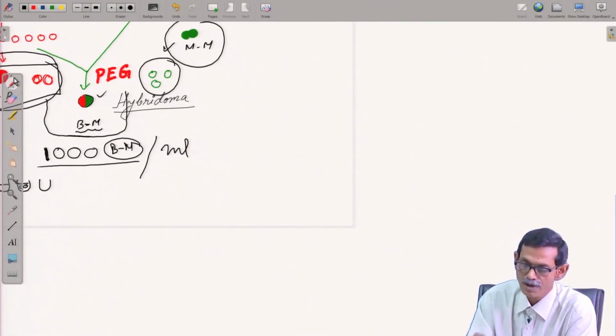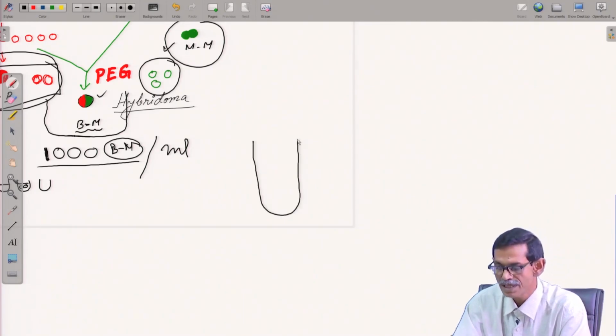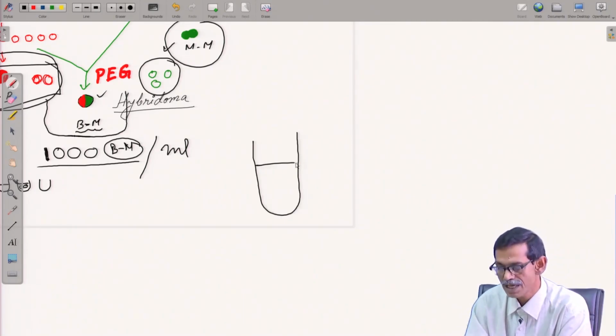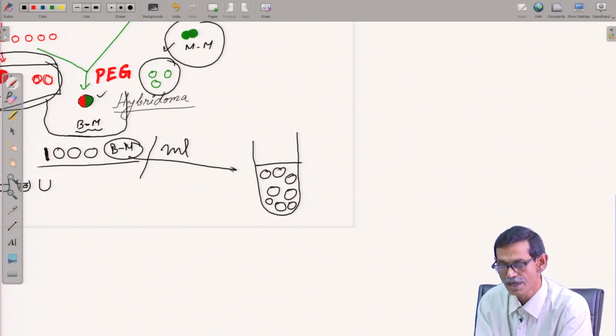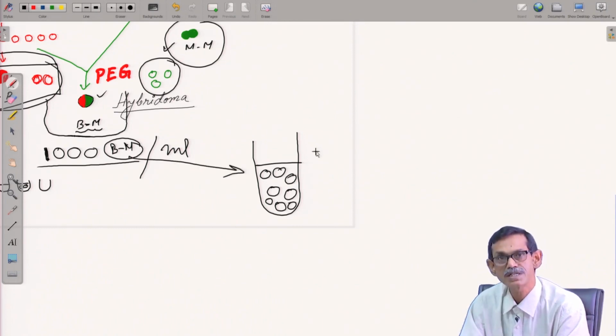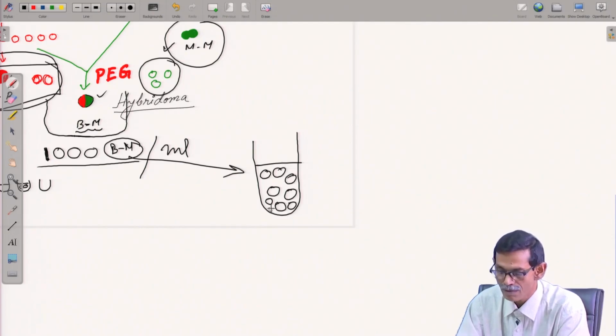So, what is going to happen? Suppose this well is big. So, in that there are multiple cells. Okay. So, while they are growing, the hybridoma cells, all are hybridoma I am talking about. Okay. While growing they will also secrete antibody. So, with growth they will release the antibody also, okay, in the medium.